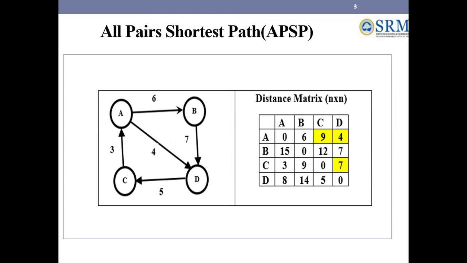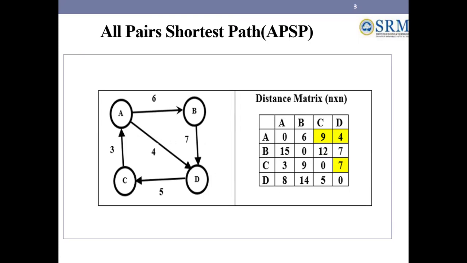So find the distance for the two paths. First one: 6 plus 7, 13, plus 5, 18. If we reach C from A through B and D, the cost is 18. And another path is A to D, D to C. The cost is 9. So which is minimum? Which path has minimum can be taken as the shortest path. So A to D, D to C is minimum. The cost is 4 plus 5, 9. See the yellow color, that is the shortest path. A to C, there are two paths. Shortest path is A to D, D to C. That is 4 plus 5, 9.